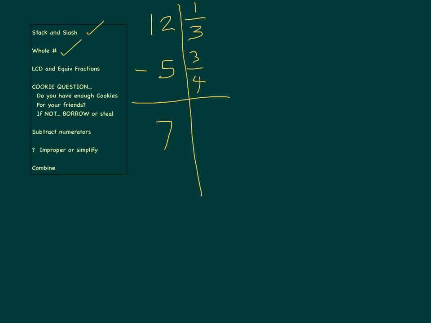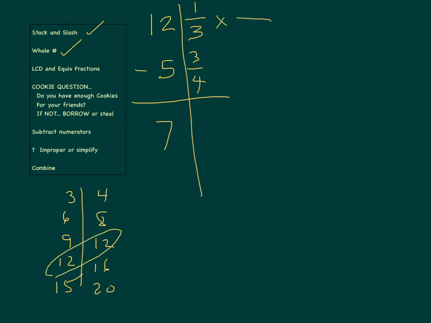Next thing I need is my lowest common denominator. I have a 3 and a 4. 3, 6, 9, 12, 15, 4, 8, 12, 16, 20. And my common denominator is 12. So set up your little chart. My common denominator is 12.